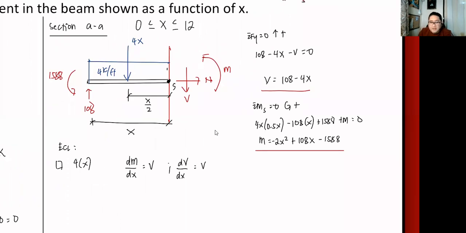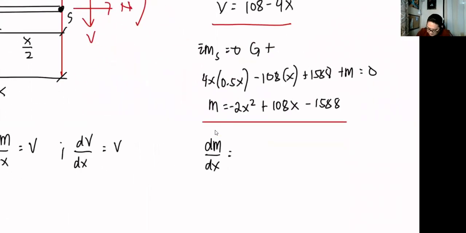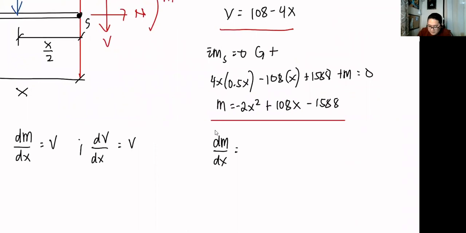So I hope you remember the derivative. Okay, so let's check. Derivative of the moment with respect to x. So this is our first function. We have a derivative of a power. This will be negative 2 times 2 x to the 2 minus 1. Okay, times the derivative of x, which is 1.